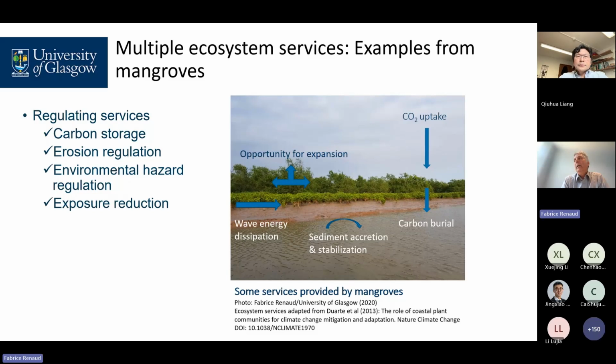And also by being present on the coastlines, they reduce the exposure of both human beings and human assets by creating more distance between the hazards, so to say the wave action, and where these people live and where the infrastructures are located.